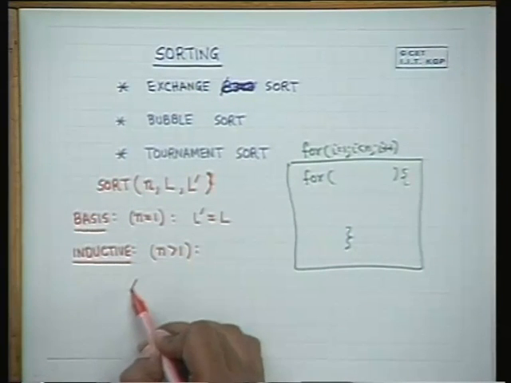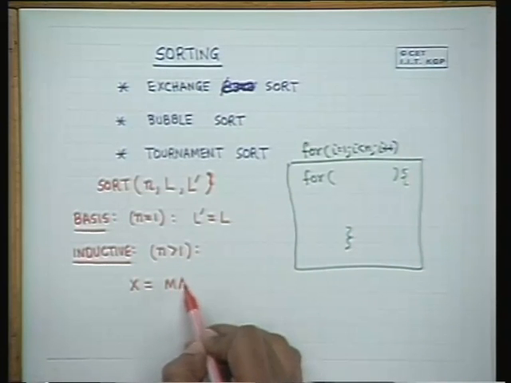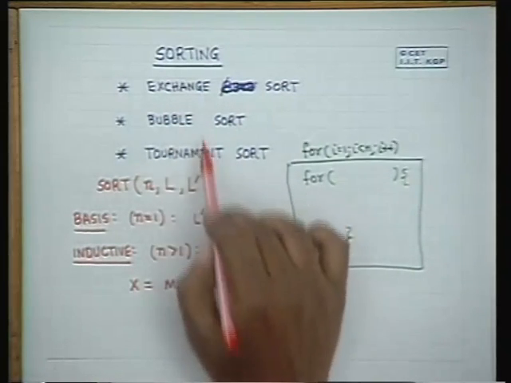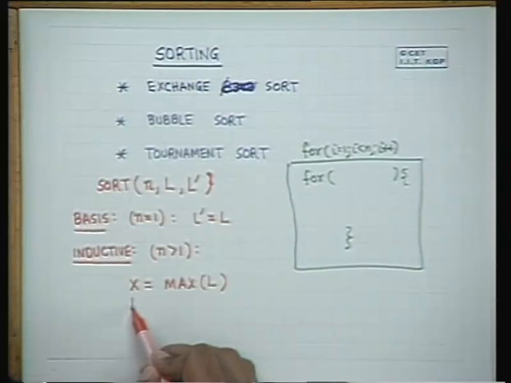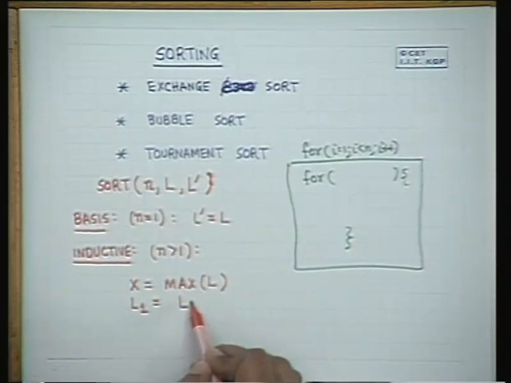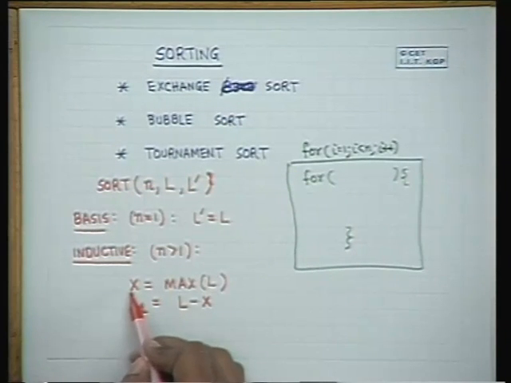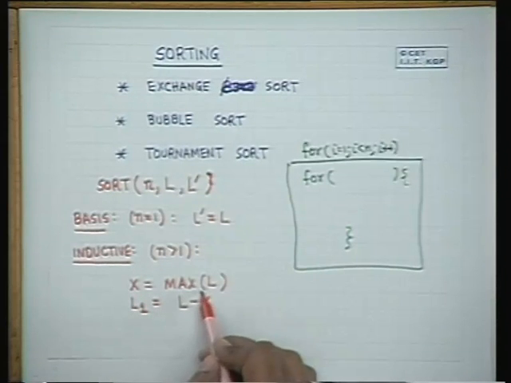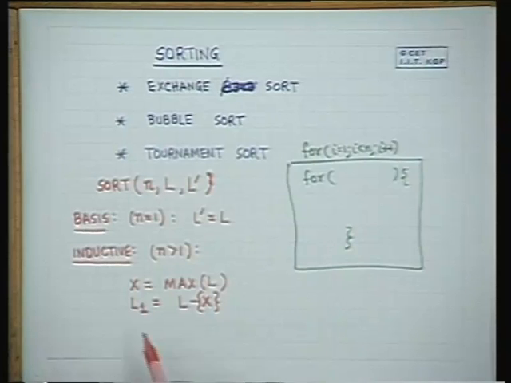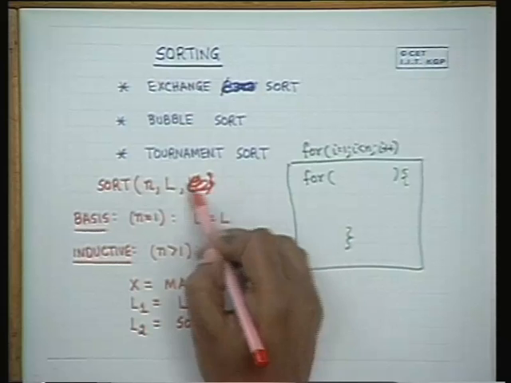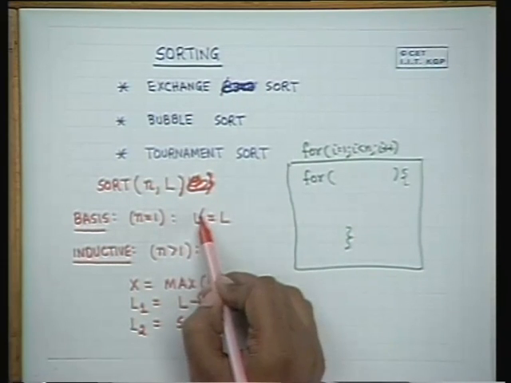Then the first thing that you do is x is equal to max of L. You find out the maximum element in all these 3. Then L1 is equal to L minus x. This is the list obtained from L by removing this element x. Alright? So if you write it this way, maybe it will look better. L2 is equal to sort. Suppose this returns L dashed. This returns a list of sorted elements, which is L dashed.